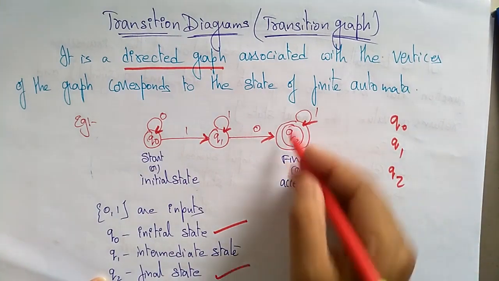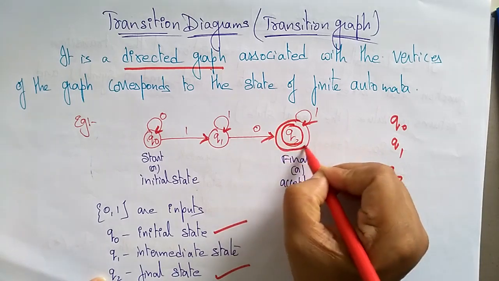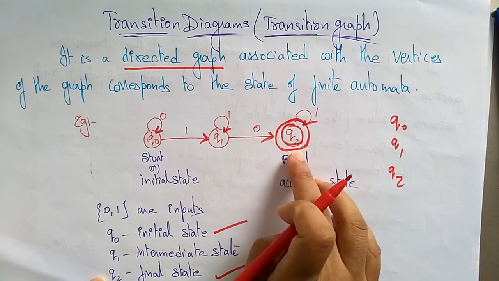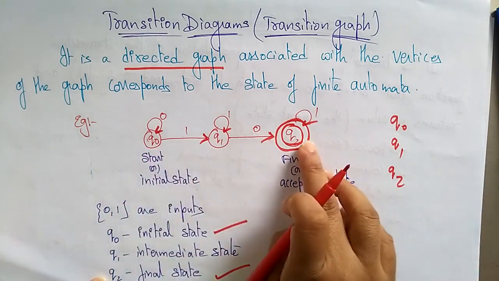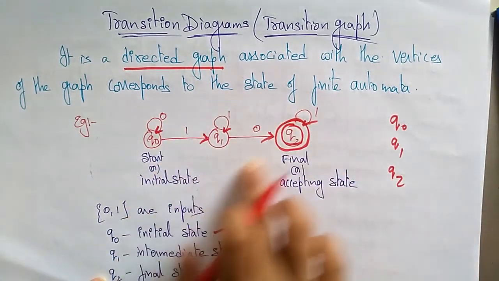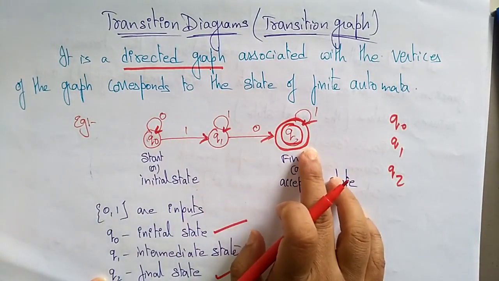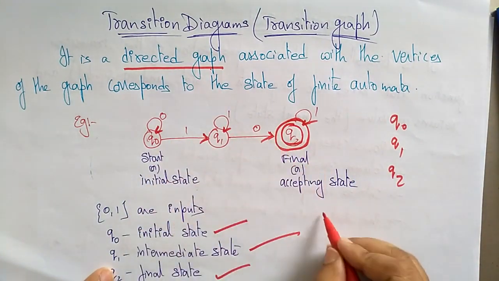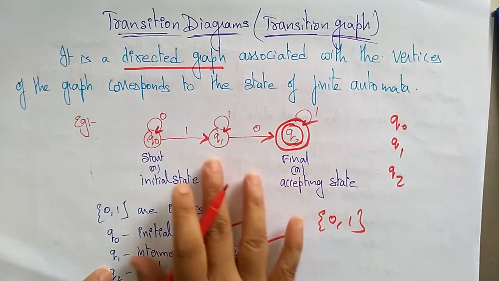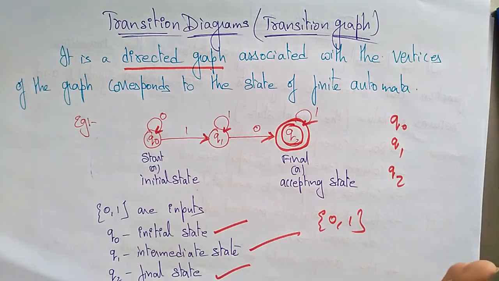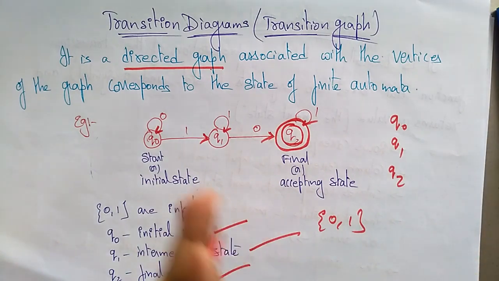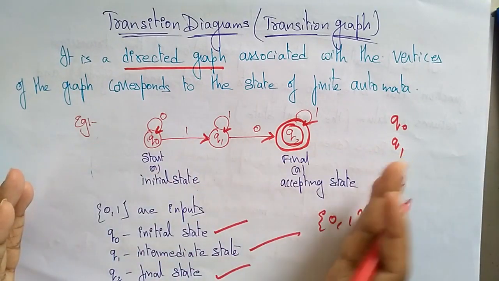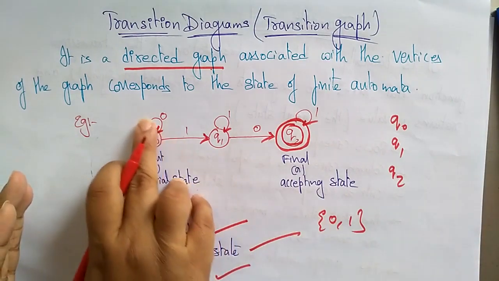Whenever there is a final state, you have to represent it with two circles. This is the indication of the final state, or you call it an accepting state. So Q0 is the initial state and Q2 is the final state. Whatever states are present between the initial and the final, you call intermediate states. Here we have taken two inputs, 0 and 1. So initial state, final state, intermediate state, and this should be represented with a directed graph holding their inputs.